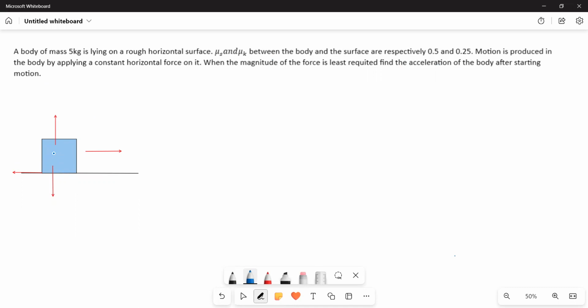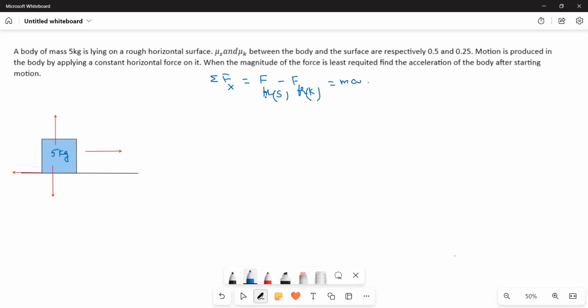Now let us try to do the problem. Here, what is the data given to us? 5 kilograms is given to us. We have to find out the net force. You know, F net is equal to F net x, the x direction force. We have to find out Fx, which is equal to F friction static minus F friction kinetic, is equal to ma. This is what is required for us.